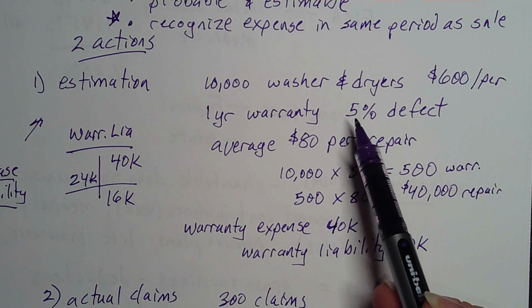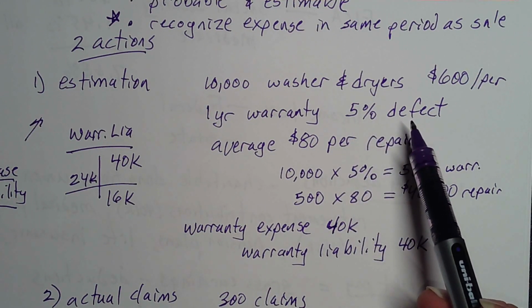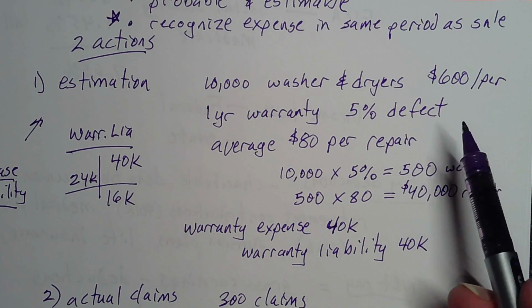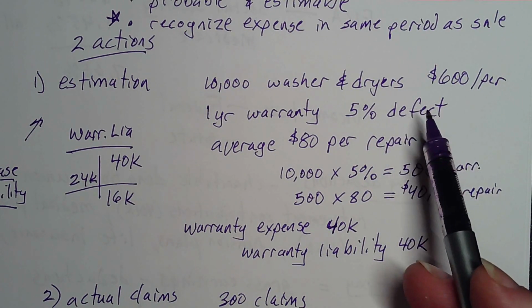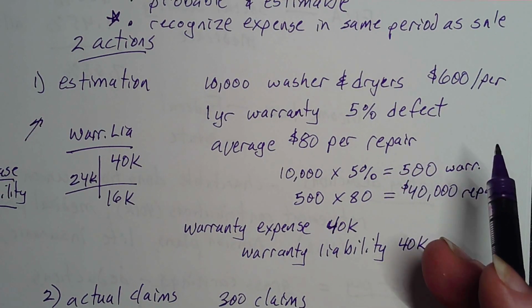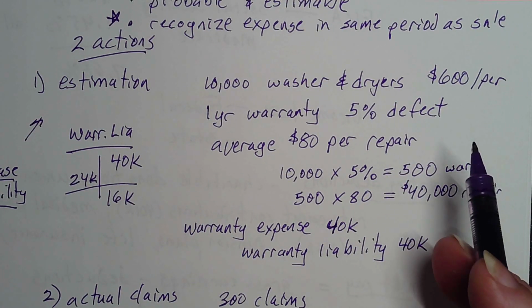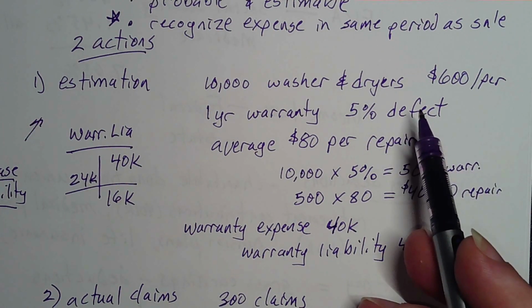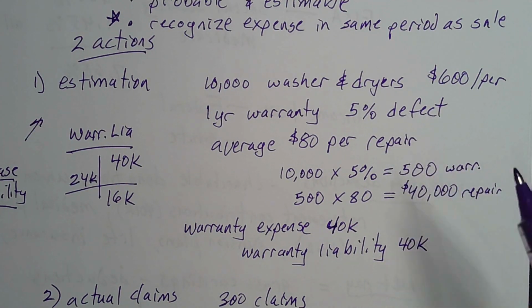It's a 1-year warranty, 5% defect rate. Sometimes they call it a defect rate. Sometimes they call it a warranty rate. That means, there may be a higher defect rate, but not as many people actually make a warranty claim. So a lot of times we use one or the other, defect or warranty rate.